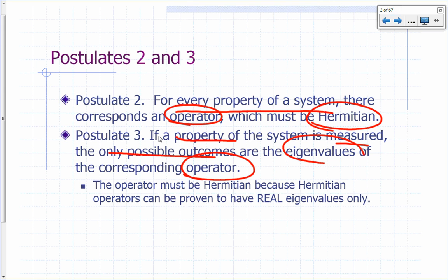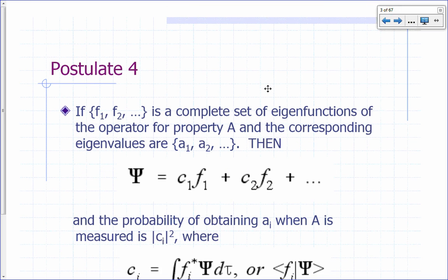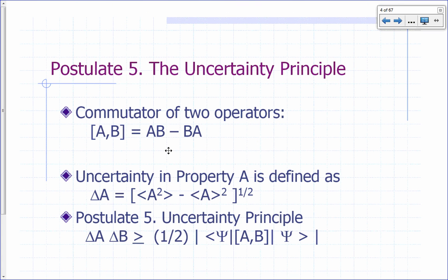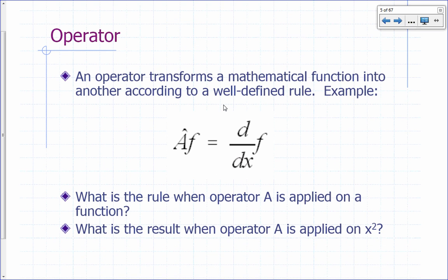So let's go over the concepts of operators and Hermitian operators and eigenvalues before we actually tackle postulates 2 and 3. Okay, did I start recording? Let me just make sure. Yeah, I did. All right. Postulate number 4 also has to do with operators. We'll skip that for now, and go back to it. Postulate 5 also has to do with operators, the uncertainty principle. So let's just go straight to what an operator is.